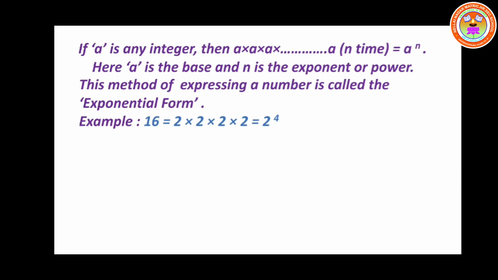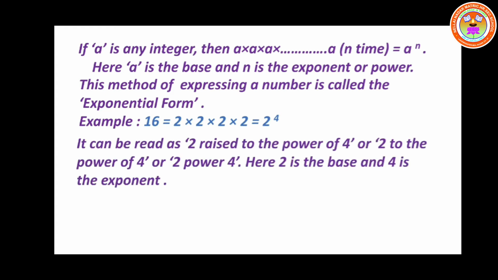16 can be expressed as 2 into 2 into 2 into 2. So how many 2's are there? 4. So you can express this as 2 power 4. That is, the base is 2 and the 4 is the exponent, or the power. It can be read as 2 raised to the power 4, or 2 to the power of 4, or 2 power 4. Here 2 is the base and 4 is the exponent. Have you all understood, children? You can express it in any way.